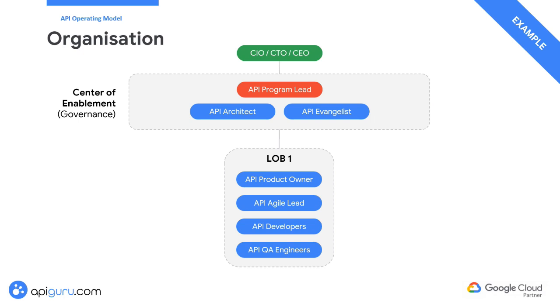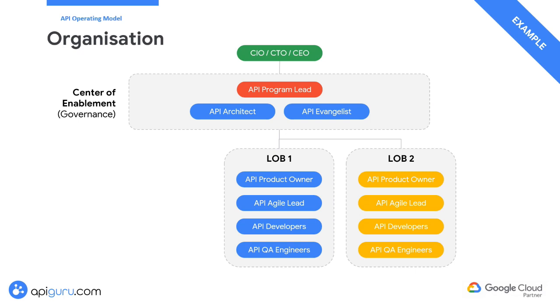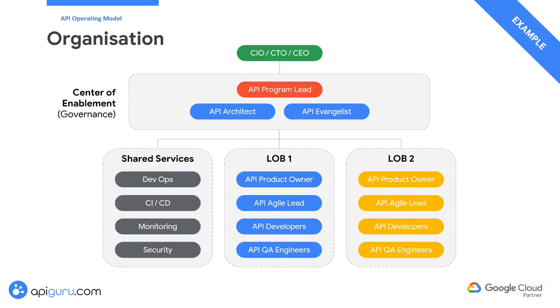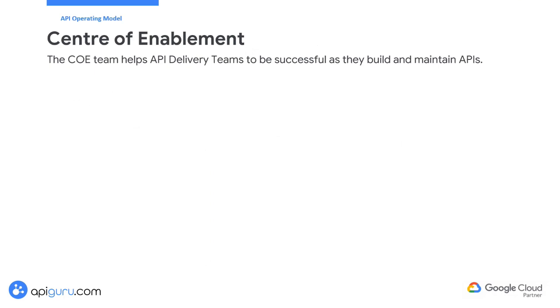Each line of business typically has its own API product owner and development roles, allowing for tailored solutions that align with specific business needs. As a result, multiple lines of business may emerge, each with unique API requirements. However, they continue to be supported, enabled, and governed by a centralized Center of Enablement or API program team, ensuring consistency and alignment across the organization. The complete framework would encompass shared services that manage tools and provide support across all API teams, facilitating collaboration and efficiency throughout the organization. Let's take a closer look at the Center of Enablement.